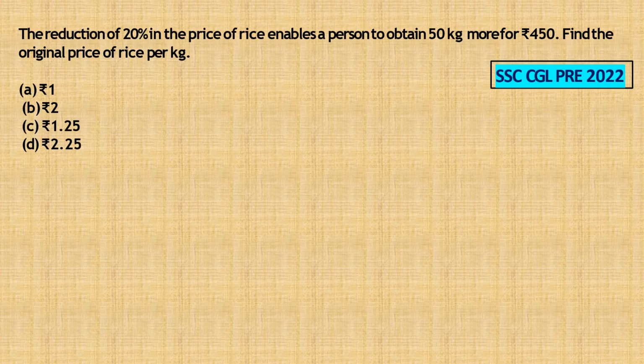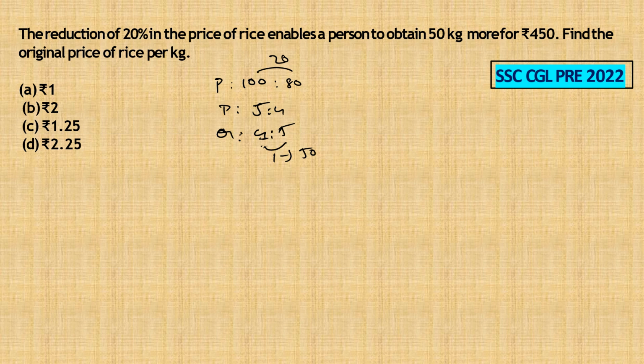The reduction of 20% in the price of rice enables a person to obtain 50 kg more for 450 rupees. We need to find the original price. The price was 100, now it is reduced by 20%, that is 80. The ratio is 5:4, and the spending is the same, so the quantity is inversed, 4:5. They are getting 50 kg more, that is 1 ratio denotes 50 kg.